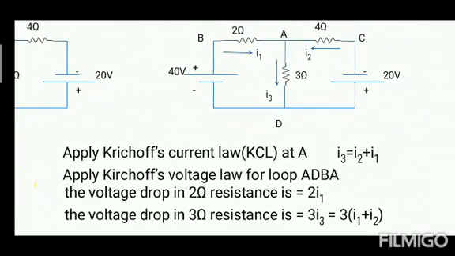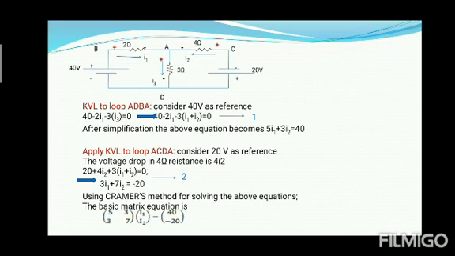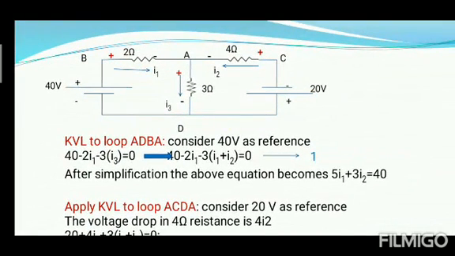And next we shall move on to the application of Kirchhoff's voltage law to the loop ABDA. We get the voltage drop here as 2 into I1, and the voltage drop across 3 ohms is 3 into I3, that is 3 into I1 plus I2, because I3 is equal to I1 plus I2. And let us go for the allocation of sign here for the voltage drops in 2 ohms and 3 ohms.